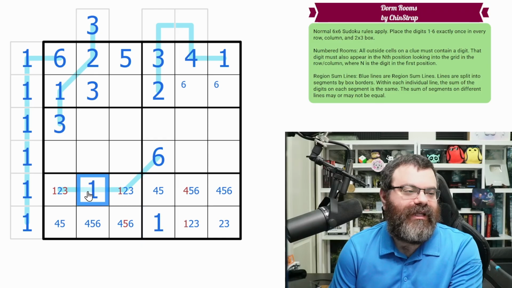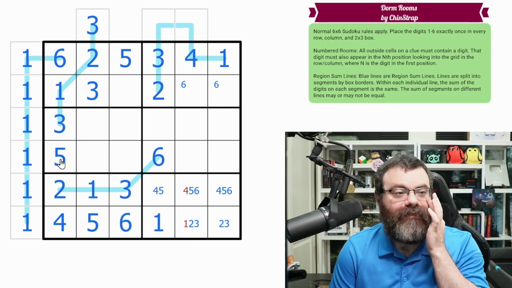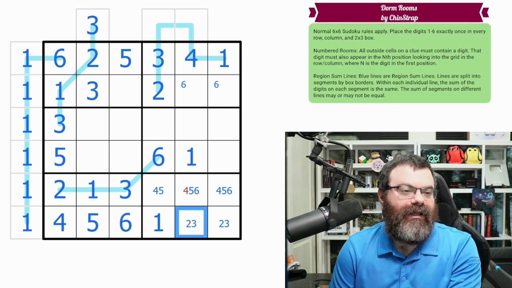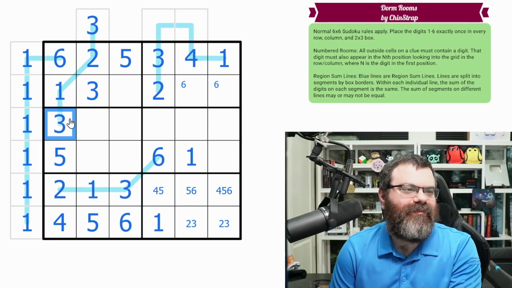Okay, let's do a bunch of Sudoku. That's 1, that's 2. Okay, that worked out. This 1 actually places a 4 there by our numbered rooms. That's 6, 3, and 5. This is our 5. 5 places a 1 there. Have we placed all of our 1s? I don't know. 1, 2, 3, 4, 5. There's one more 1. It's right there.